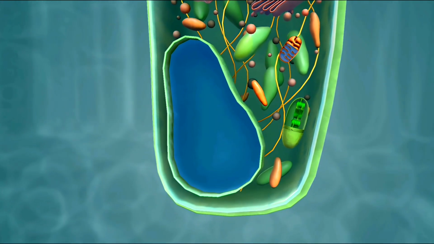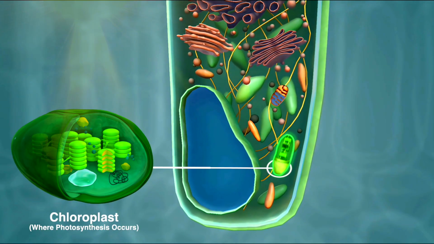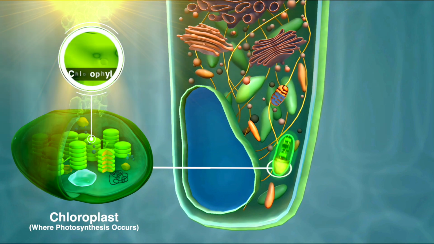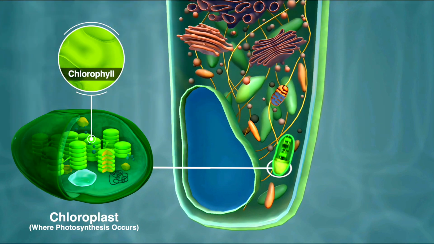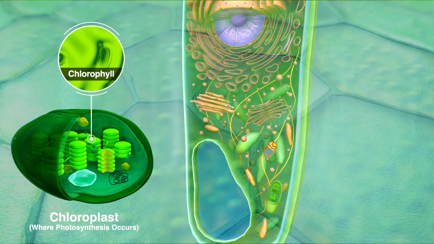Lastly, plant cells have chloroplasts, the site of photosynthesis, where sunlight is used to produce sugars for growth. Chloroplasts contain chlorophyll, a green pigment that absorbs sunlight, which is why plant leaves appear green.